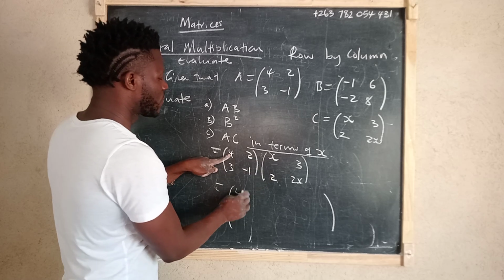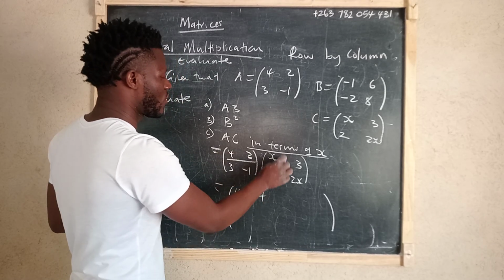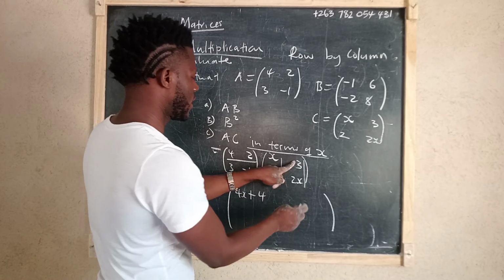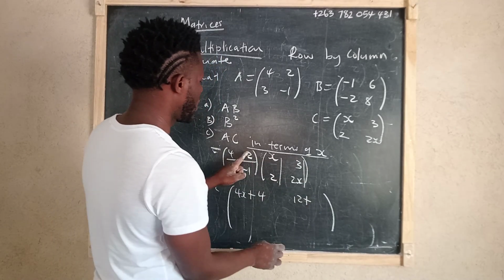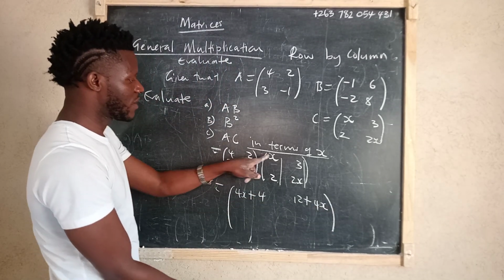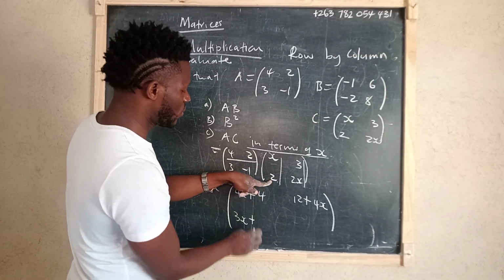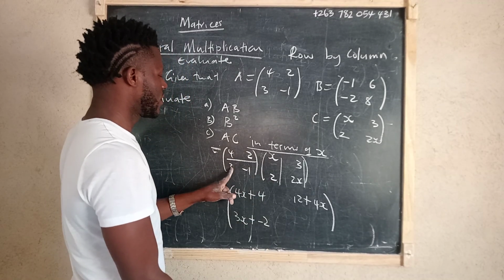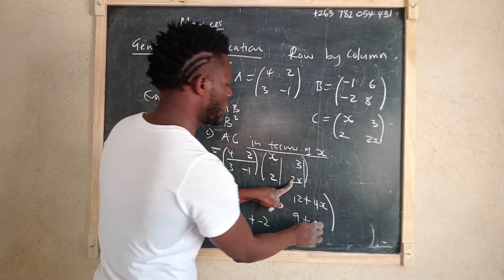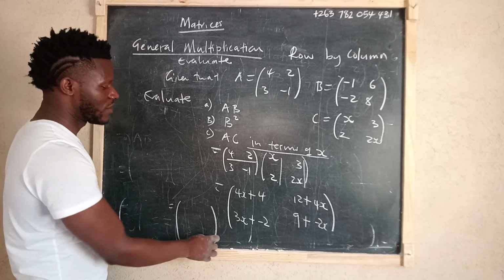4 times x, 4x, plus 2 times 2, plus 4, that's row by column. Then 4 times 3, that's 12, plus 2 times 2x, plus 4x. Then 3 times x, 3x, plus minus 1 times 2, plus minus 2. Then 3 times 3, 9, plus minus 1 times 2x, minus 2x. We are multiplying, we are solving in terms of x.